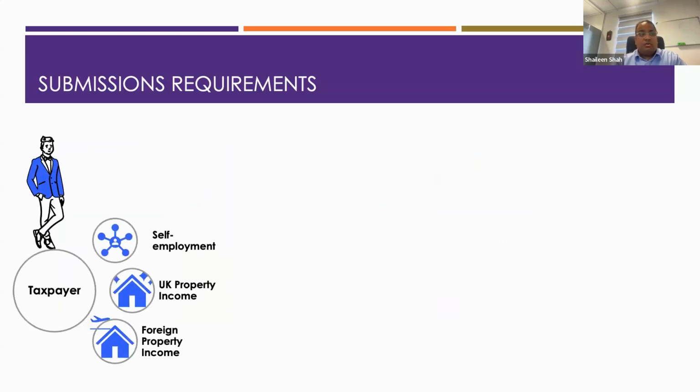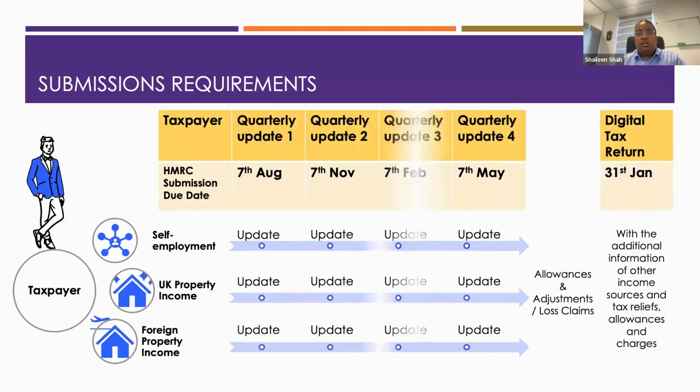So a taxpayer with multiple businesses, who is self-employed, with UK property income and foreign property income, needs to submit a quarterly update every quarter, on the 7th of August, 7th of November, 7th of February and 7th of May, or by those dates. And then finally a return, which includes other information, by the 31st of January, along with payment of taxes to go with that, right?